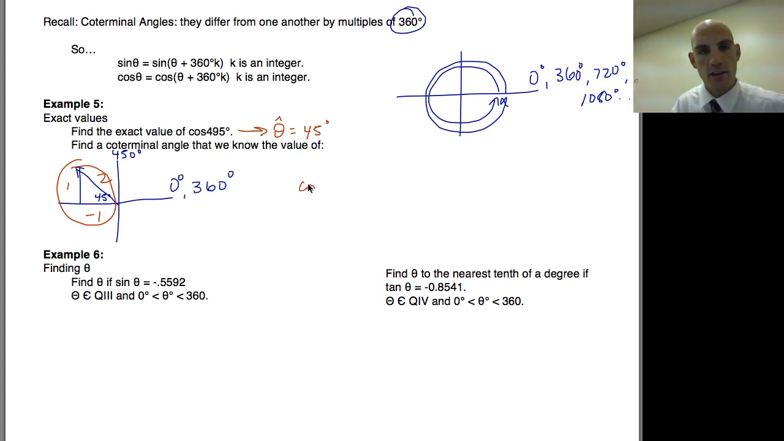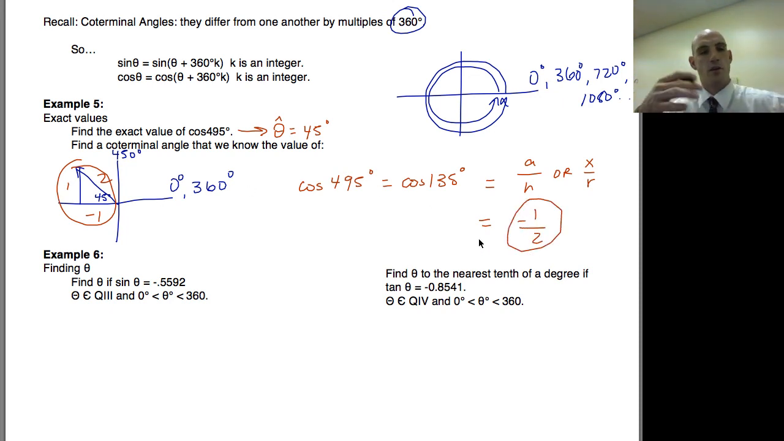And so my cosine of 495 is equal to, this is actually 135, it's actually equal to the cosine of 135 because they are coterminal angles. And that's equal to adjacent over hypotenuse, or x over r, which is equal to negative 1 over 2. Okay? You see how that works? That's a beautiful thing right there.